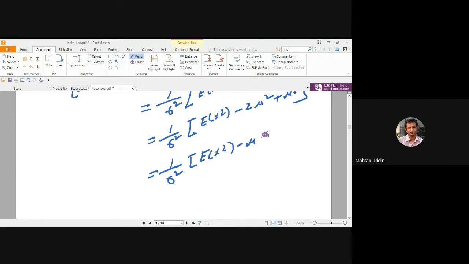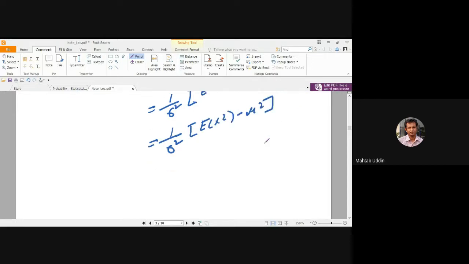This is actually the variance. So variance by variance, or sigma square by sigma square, is equal to what? 1.